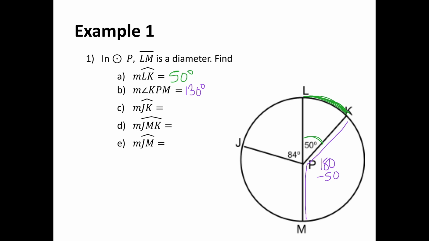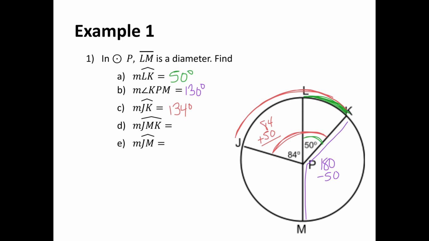The measure of arc JK, so now I want from here the whole way over here, will still match its central angle, but that central angle is coming from adding the 84 plus 50 together to get 134 degrees.